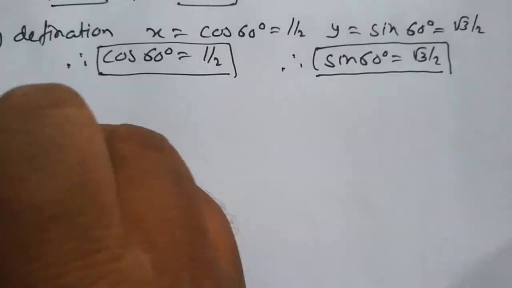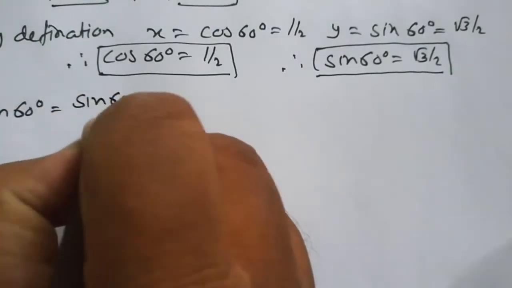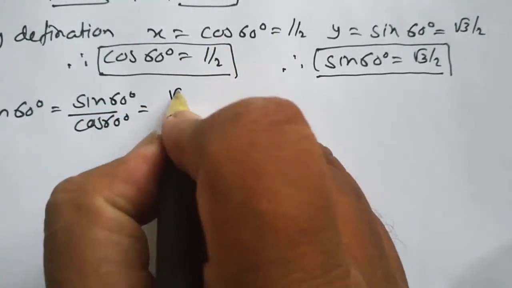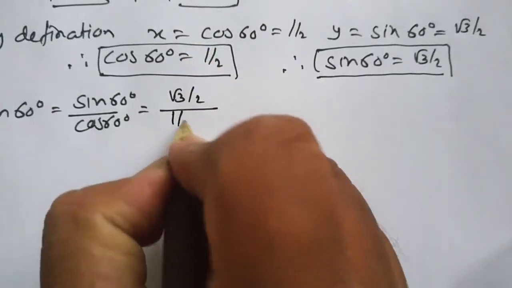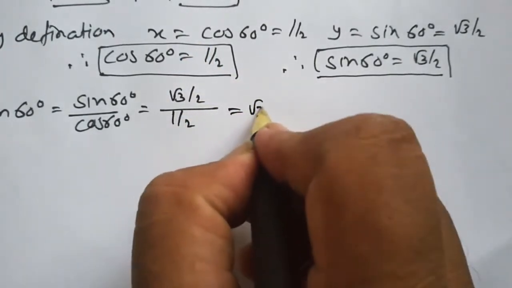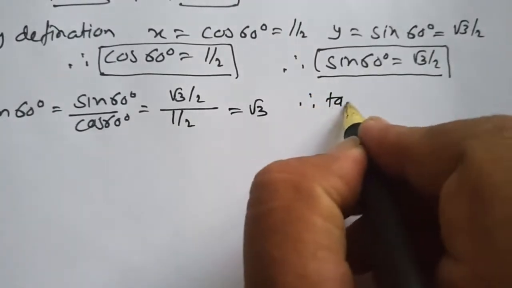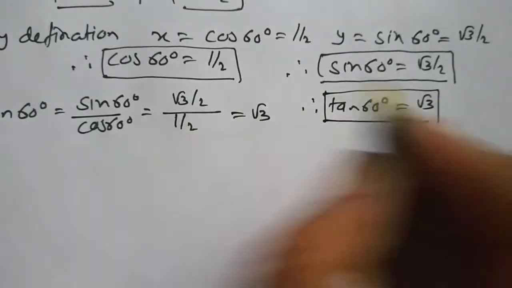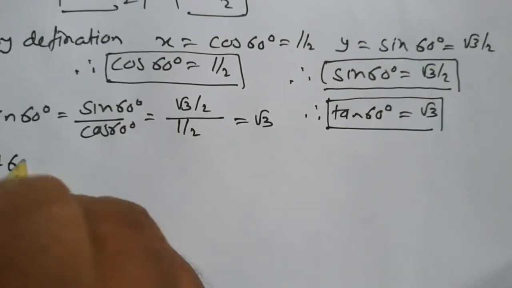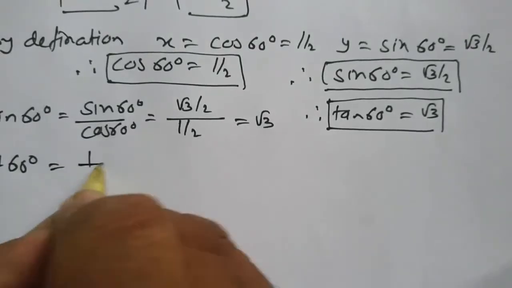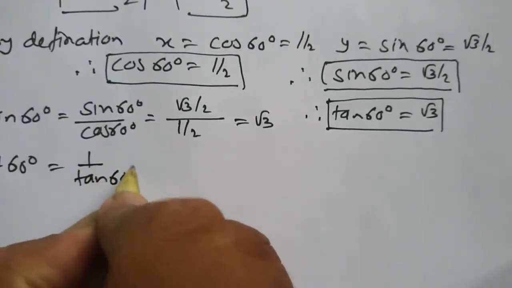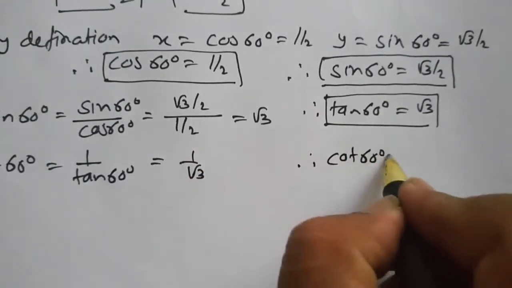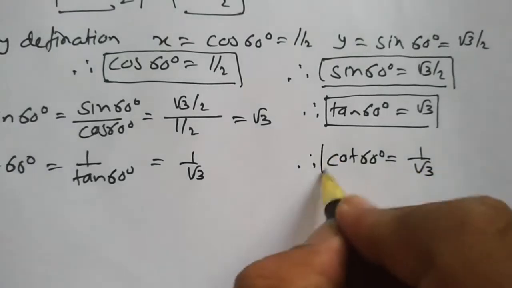That is, tan of 60 degree is sine of 60 degree upon cos of 60 degree. Sine of 60 degree is root 3 by 2. Cos 60 degree is 1/2. 2 get cancelled, it is root 3. Therefore, tan of 60 degree is root 3. Cot of 60 degree is the reciprocal of tan of 60 degree. It is equal to 1 upon root 3. Therefore, cot of 60 degree is 1 upon root 3.